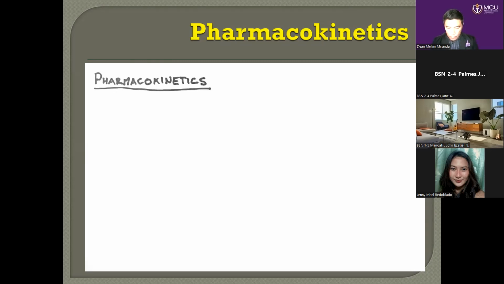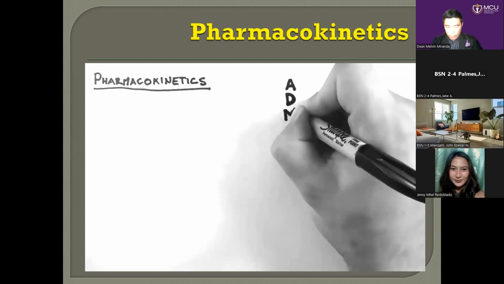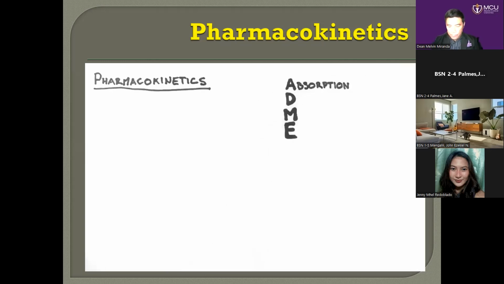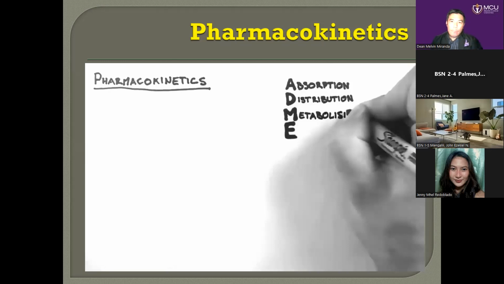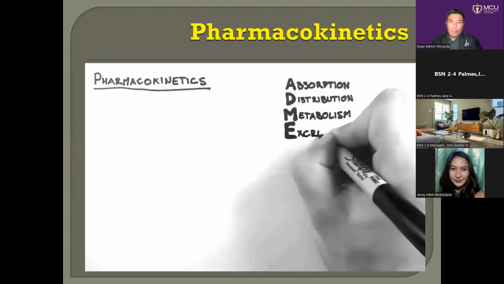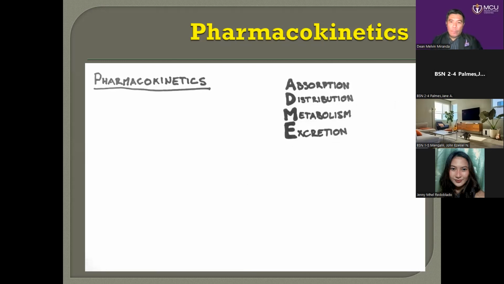So let's begin with a pharmacokinetics acronym you'll find in every textbook of pharmacology. ADME. A-D-M-E. This stands for absorption, which is how the drug gets into the body. Distribution, which is where the drug goes to in the body. Metabolism, which is how the body chemically modifies the drug. And finally, excretion, which is how the body gets rid of the drug. These are four elements we need to consider when talking about the pharmacokinetics of a certain drug.